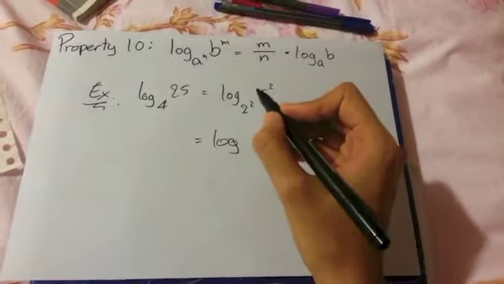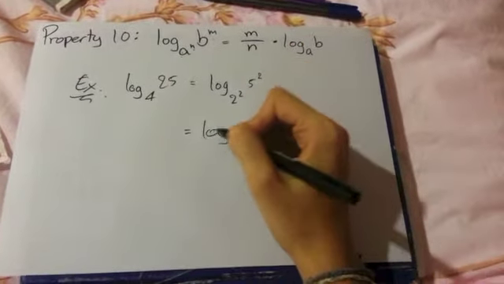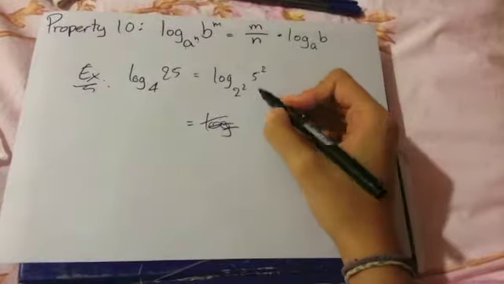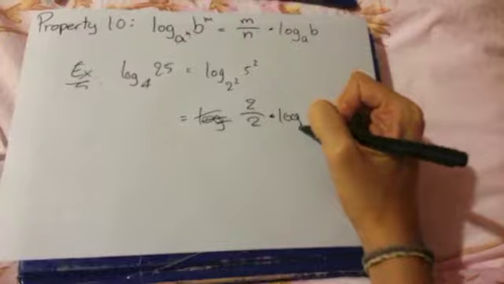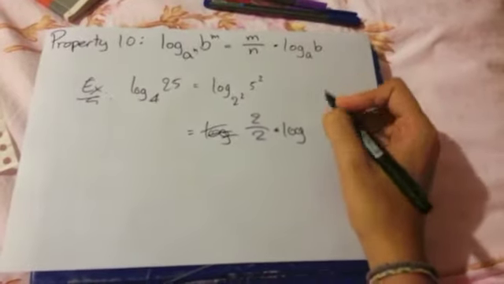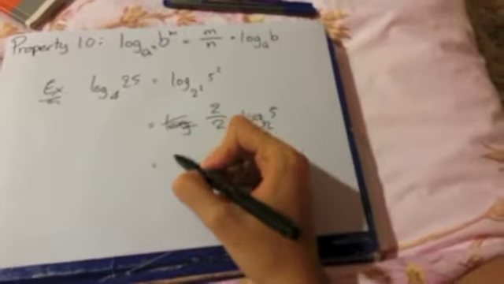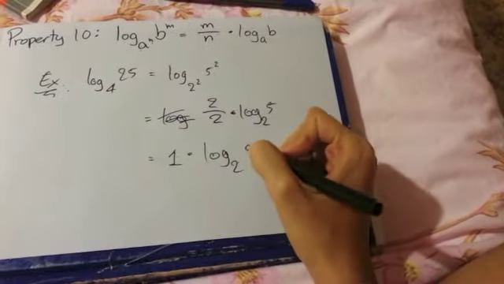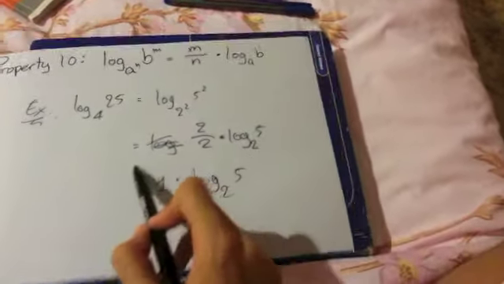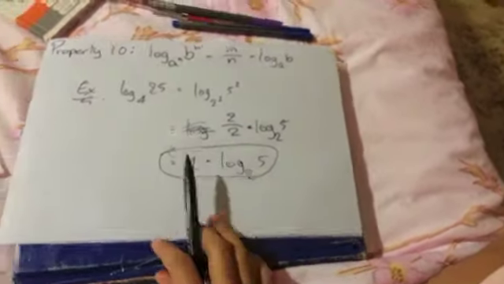So it's going to be, oops, I did something wrong. It's going to be 2 by 2 times log 5 in base 2. So 2 by 2, you know it's going to be 1, of course. So 1 times log 5 in base 2. This is the answer.